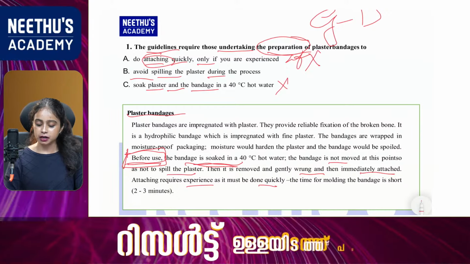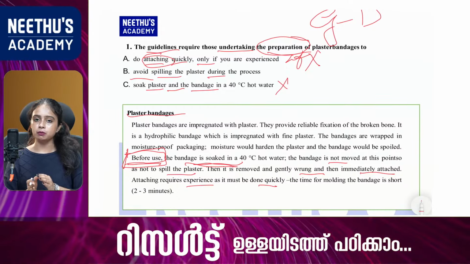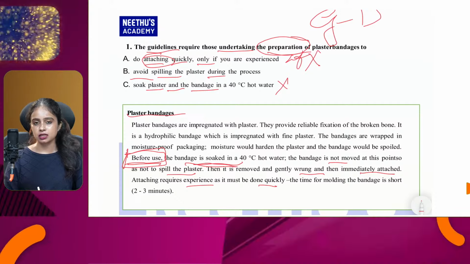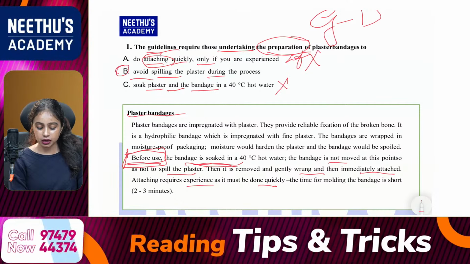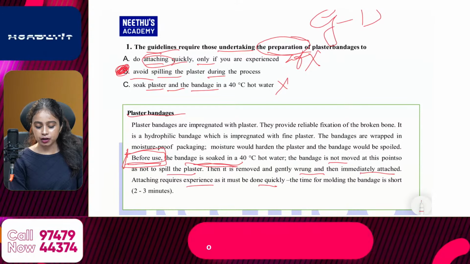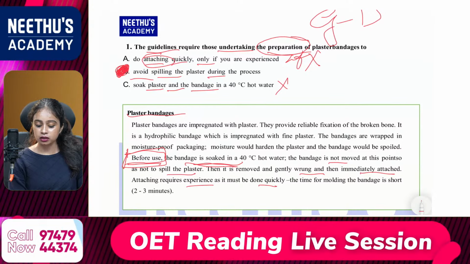So we can eliminate option A, as well as option C, which is all about before the procedure. The question is asking you regarding during the process, the preparation time. Which means option B is the correct answer: avoid spilling the plaster during the process.